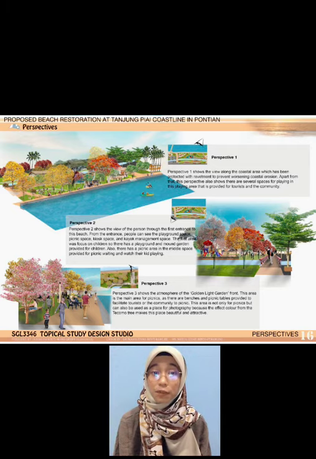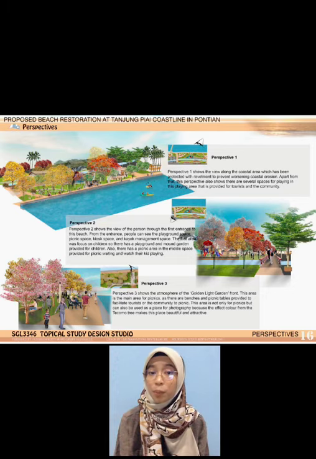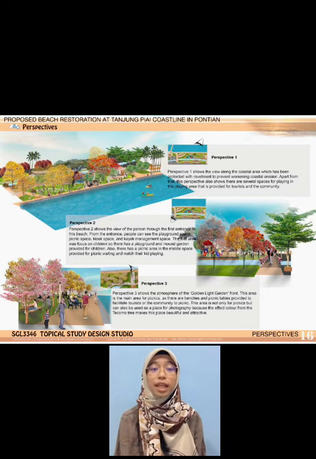Second, perspective 2, also taken from the master plan, shows the view of a person through the first entrance to the beach. From the entrance, people can see the playground space, picnic space, kiosk space, and kayaking management space. The first area is focused on children, so there is a playground and mound garden provided for children. Also, there is a picnic area in the middle space provided for picnic, waiting, and watching their kids play.